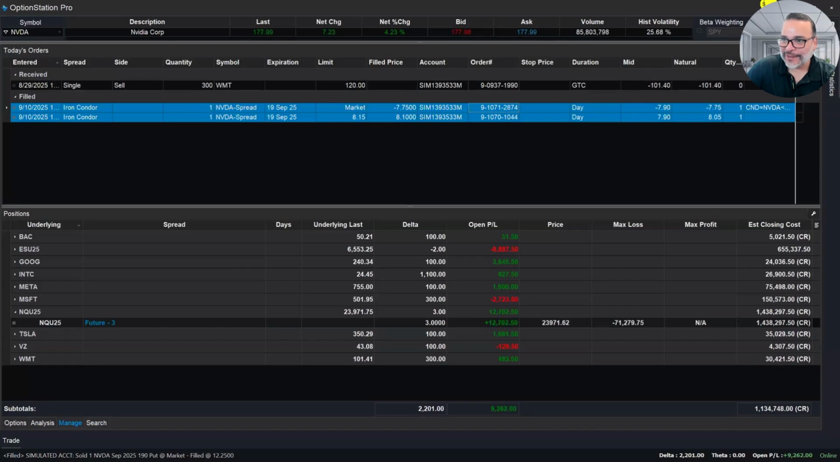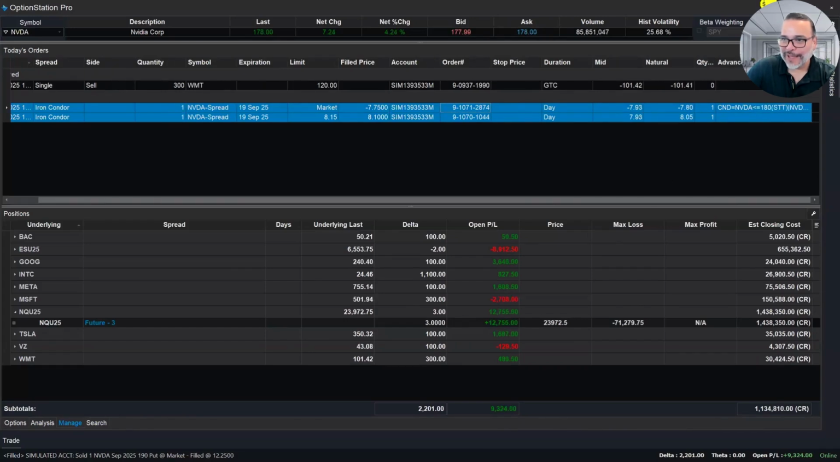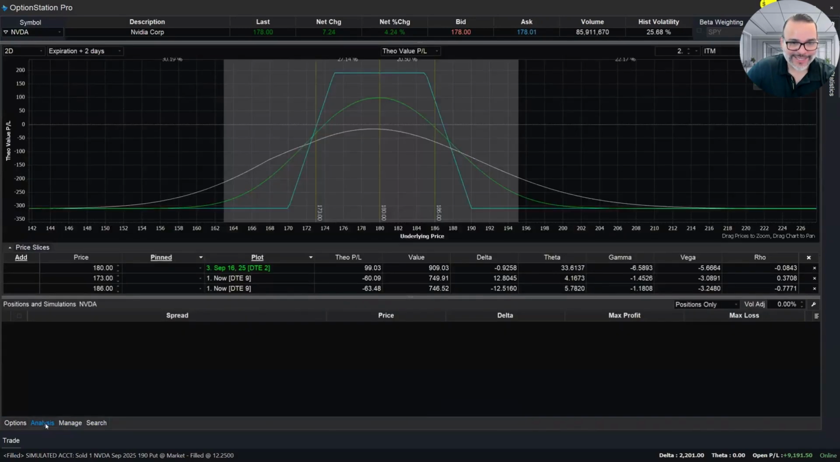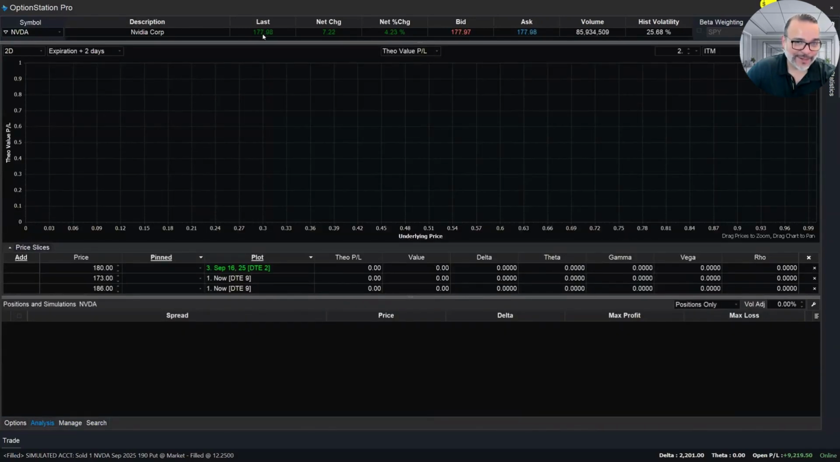I probably did the conditions wrong. Okay, let's look at the conditions here. Oh, I know what happened. I did less than 180. Let me go back here to my analysis. Yes, NVIDIA is trading below 180. That's why it got filled automatically. It's trading at 177. But in my analysis, I don't have my spread anymore. But when I moved the lines, one of the lines fell on 180, I think. That's where the line was, but it was a little beyond what the current price was.